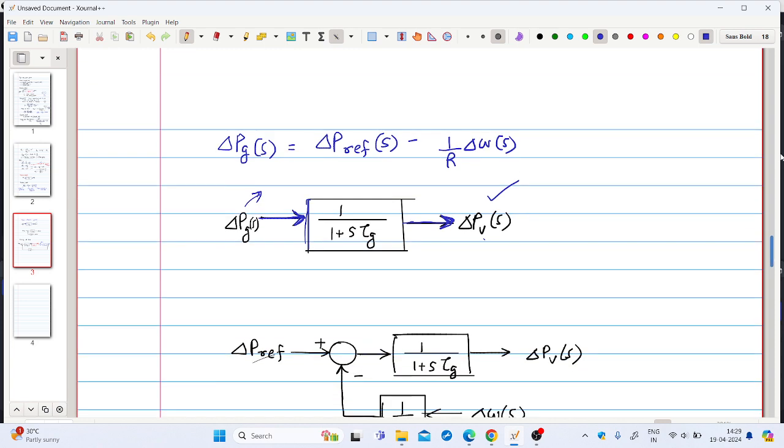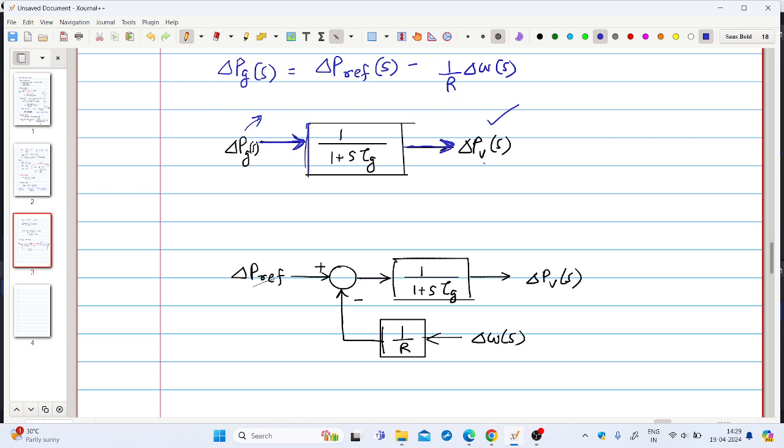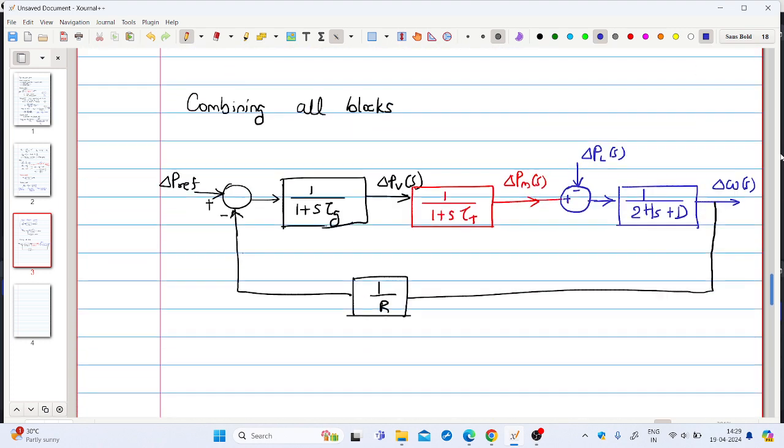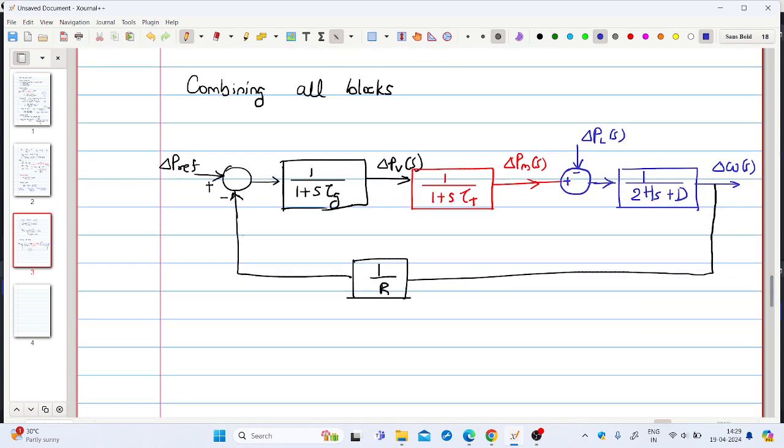Now collecting all terms together, here delta P ref minus 1 by R into delta omega is delta PG. This equation is schematically represented here. Then delta PG is put to the turbine model, you will get the output delta PM. So we developed all the individual components. Now combining all blocks, you will get the block diagram representation of single area power system.